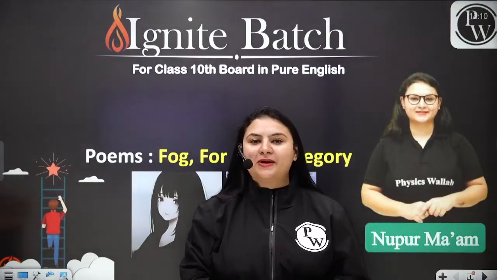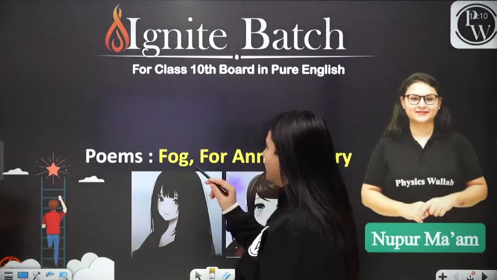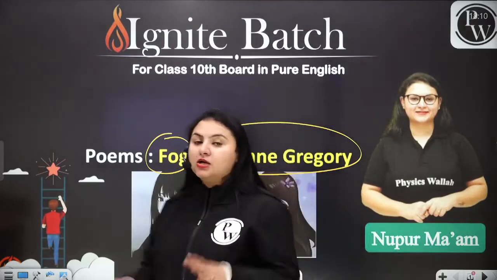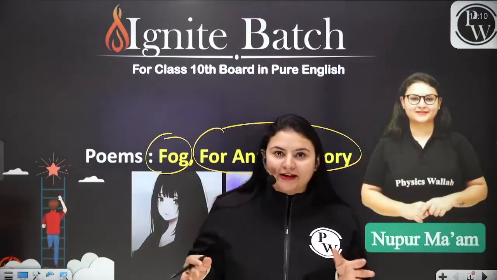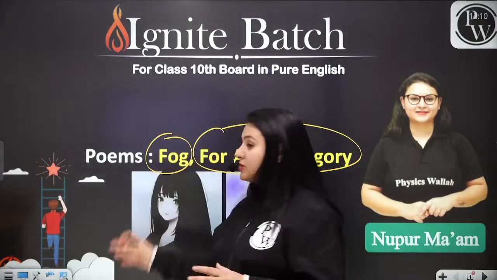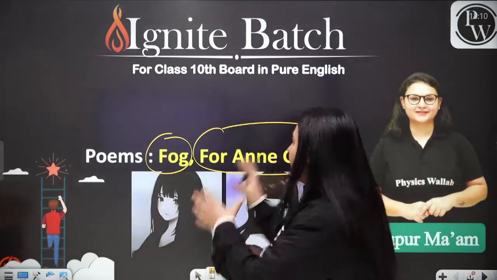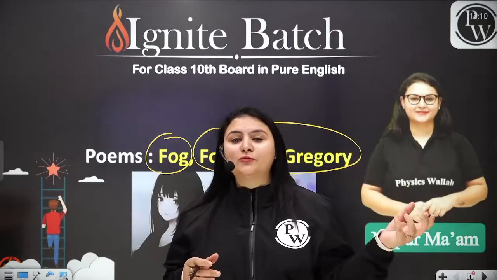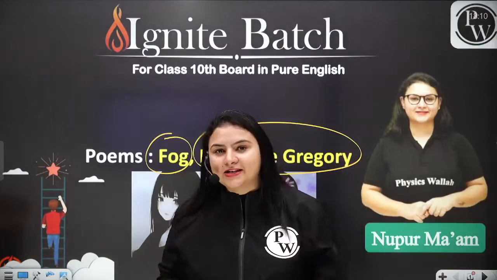My name is Super Sharma and today we are going to do two poems, Fog and For Gregory. Both these poems are very lovely. The first poem is about the beauty of nature and the second poem is also about beauty. But what kind of beauty? It is about the inner beauty.